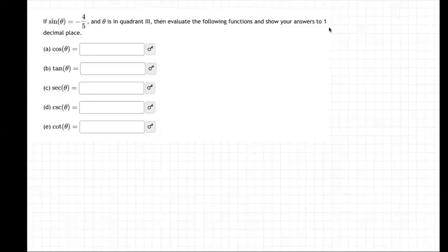Okay, and this question is asking us for the sine. They're telling us that the sine of theta is -4/5, and it's in quadrant 3, and we need to find the other ones. Okay, so step number 1 is draw the triangle.